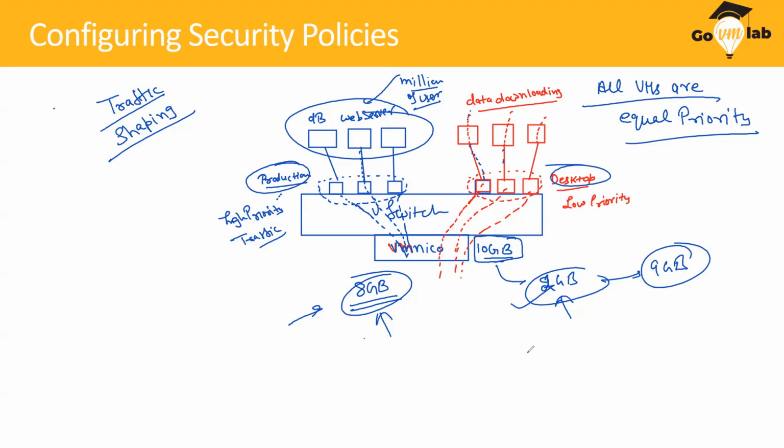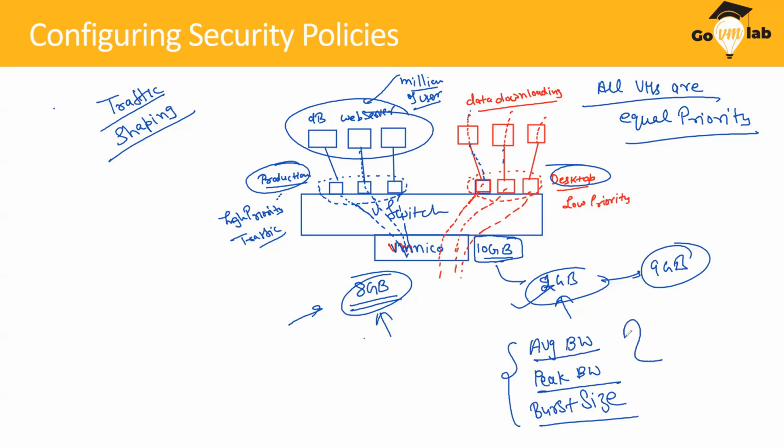And now traffic shaping has 3 parameters. One parameter we call the average bandwidth. The other parameter we call the peak bandwidth, and the last parameter we call the burst size. So whenever you configure these policies, it will ask you for these 3 parameters: what is the average bandwidth, what is the peak bandwidth, and what is your burst size. You configure these 3 parameters, and we will take care of everything for you.